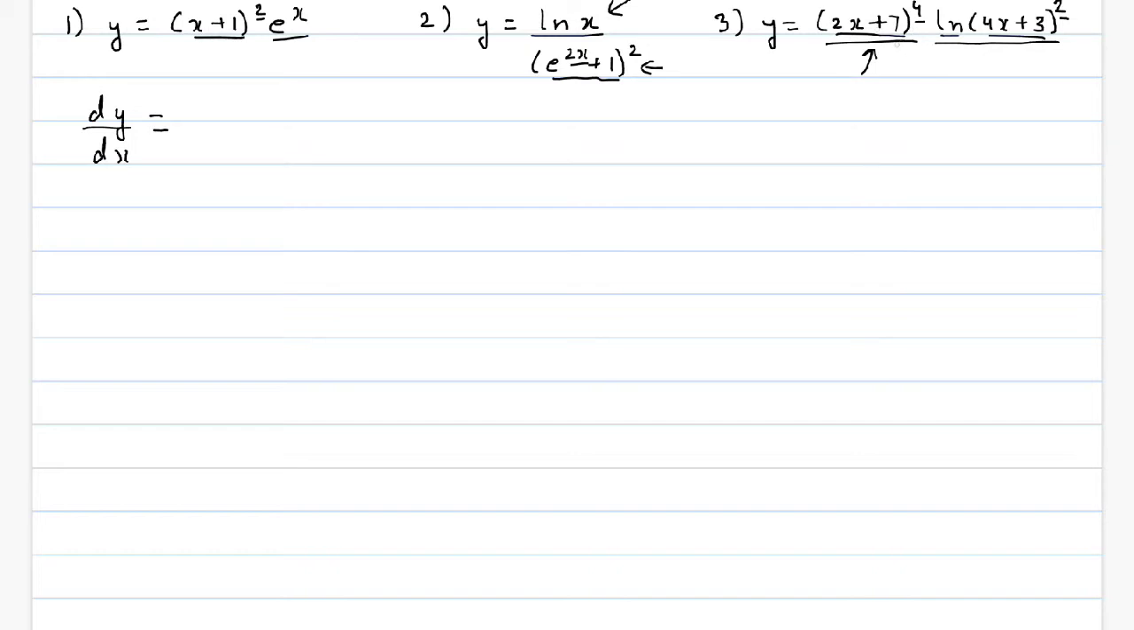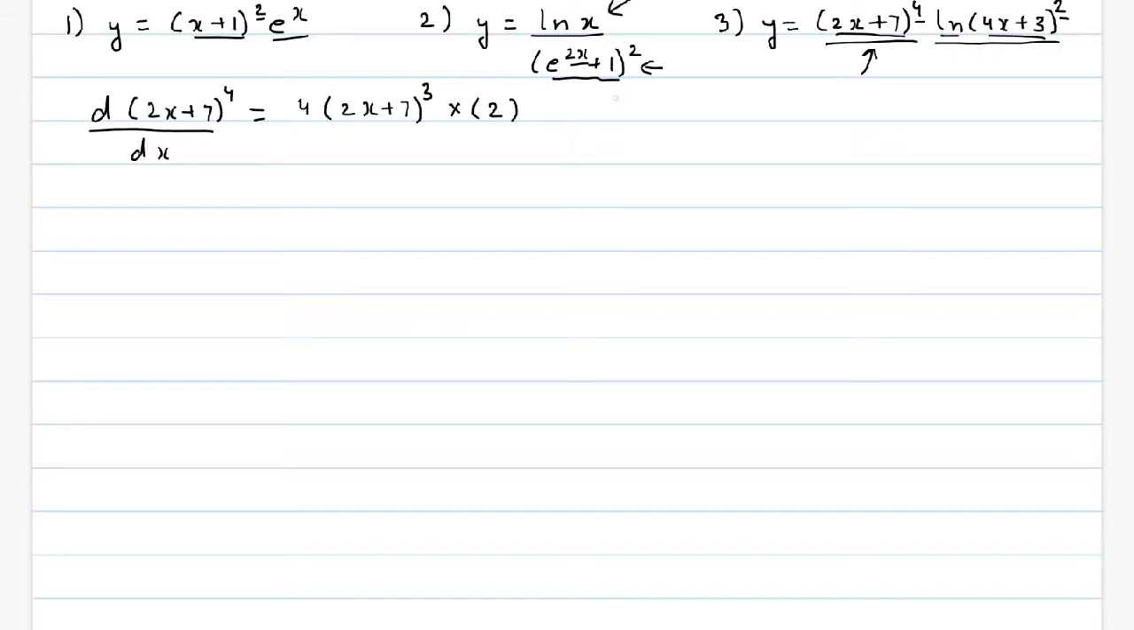So for our third one, our dy by dx will be, first we'll have multiplication rule. For multiplication rule we'll differentiate the first and then we'll differentiate the second one. Now if you want you can do it separately, so I'll do it separately first. Differentiation of 2x plus 7 raised to 4 with respect to x: first I'll differentiate raised to 4, so that gives me 4 into 2x plus 7 raised to 3, then I'll differentiate 2x plus 7, that gives us 2. So this becomes our differentiation of that.